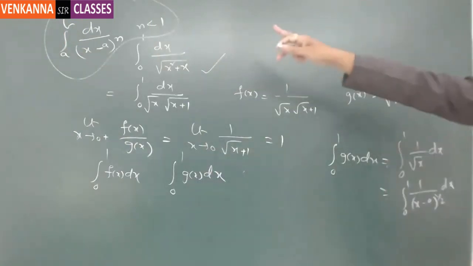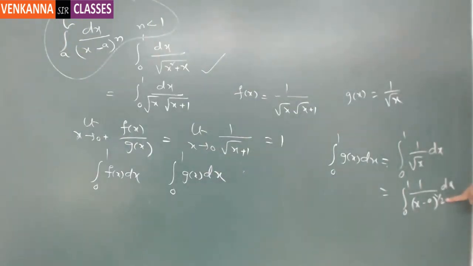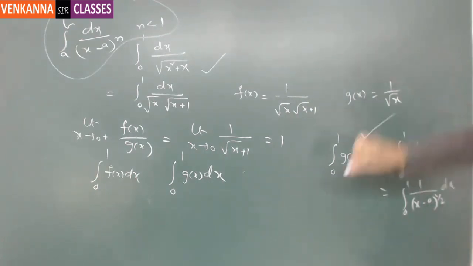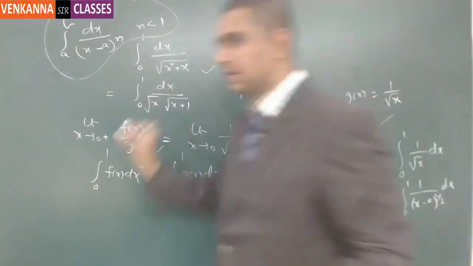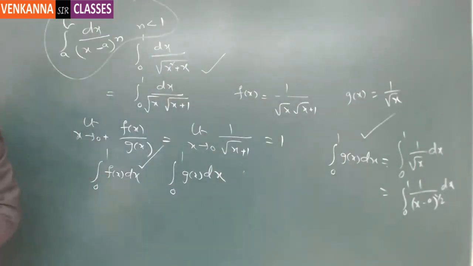So as per the comparison integral, since the power is 1 by 2, which is less than 1, this is convergent. Therefore, the given integral is also convergent. That is the conclusion. So how do we write it in an exam? We have integral 0 to 1 g of x dx is equal to integral 0 to 1 dx by root x, that equals integral 0 to 1 dx by (x minus 0) whole power 1 by 2. Since the power is less than 1, it is convergent. Therefore, the given integral is also convergent. That is the conclusion.